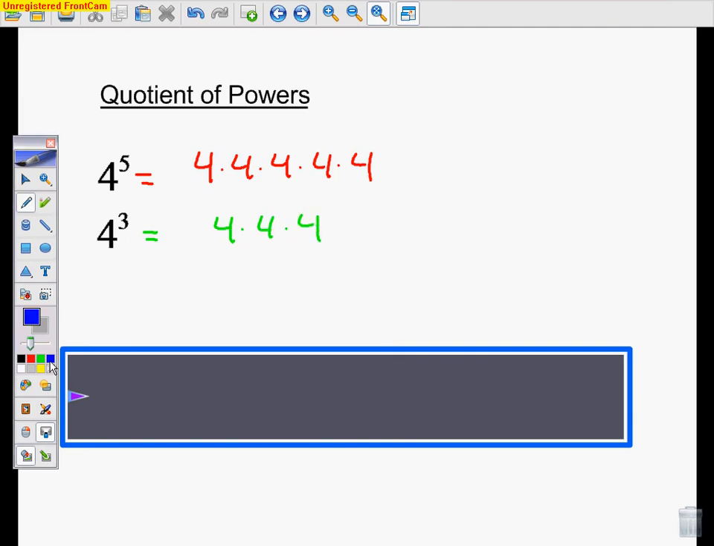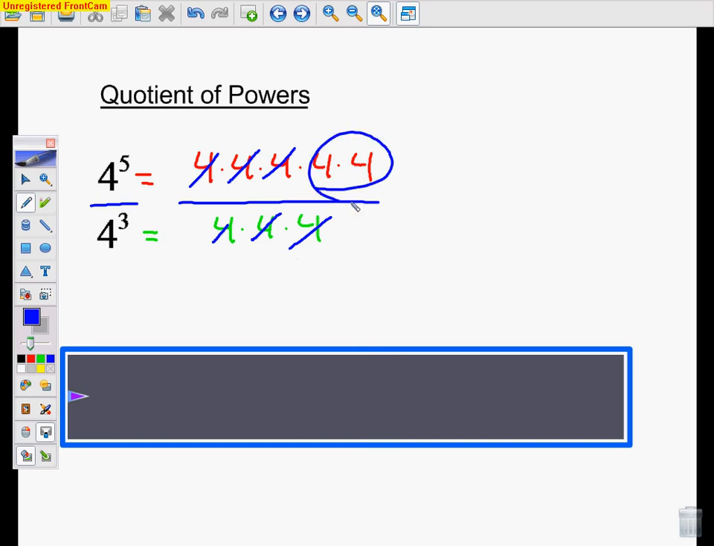Now, if we decided that we wanted to divide 4 to the 5th over 4 to the 3rd, well, technically that means that we're going to be dividing their expanded forms also. So pairs of 4s would do what in the numerator and denominator? Cancel, right? So that would leave us with 4 to the 2nd.